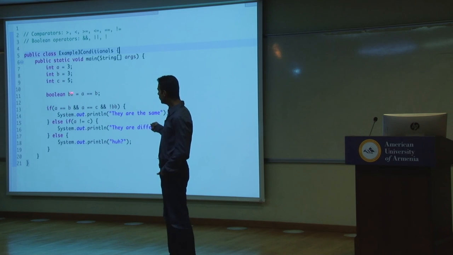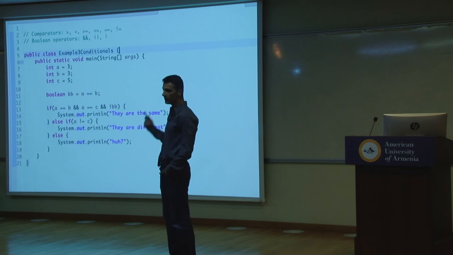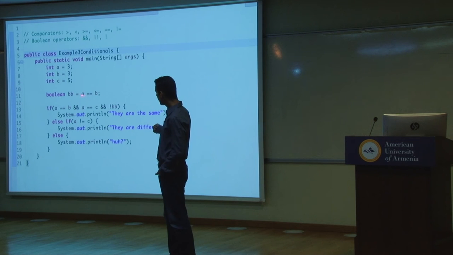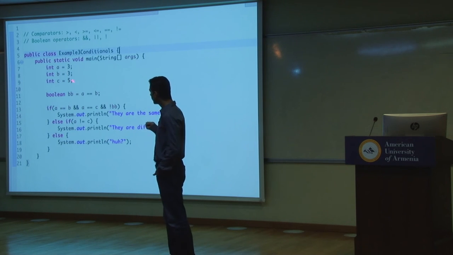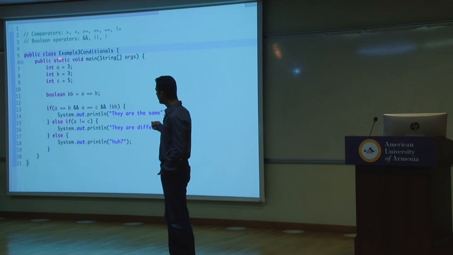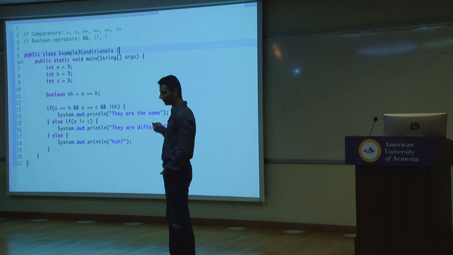What is the value of b? True. Why? Because a is equal to b. So the result of executing this expression is true. Therefore, b now gets true. Yes? This stuff? Oh, this. Don't worry about any of that. We have a function with this name. That's it. When you run your program, it will run this function. Don't worry about all the other stuff. And then we create the three integers, and then we do this comparison.